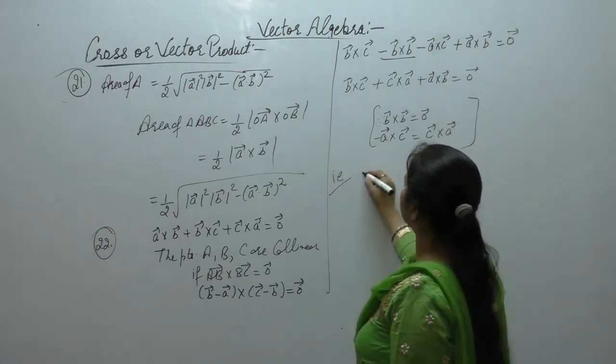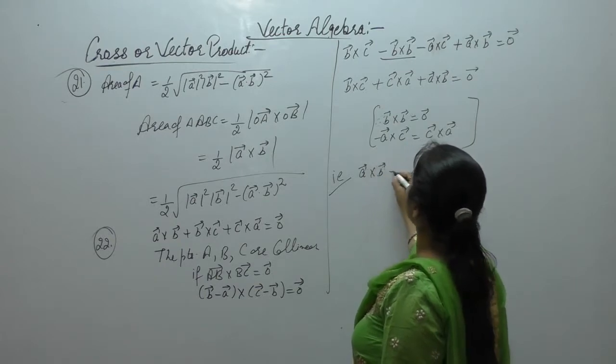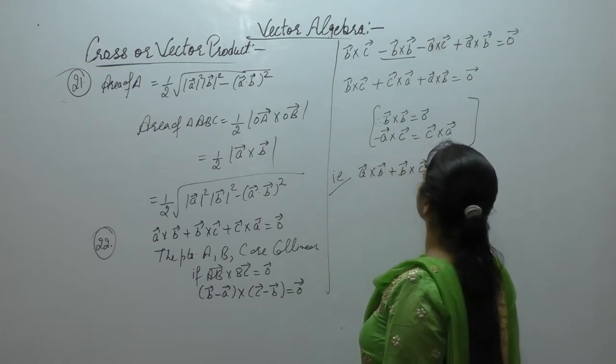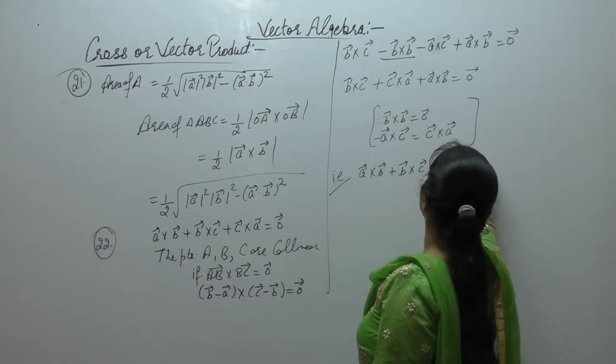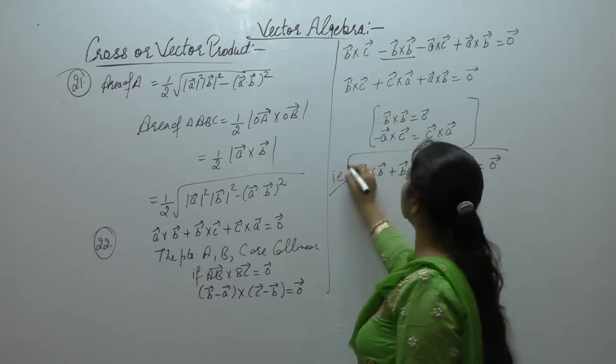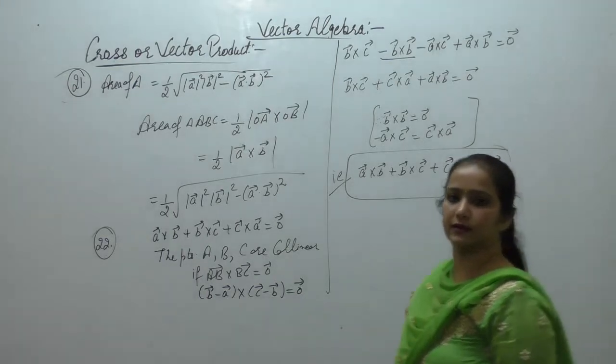That is, A vector cross B vector plus B vector cross C vector plus C vector cross A vector is equal to 0 vector.